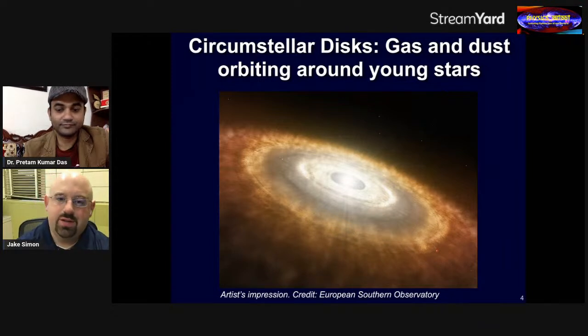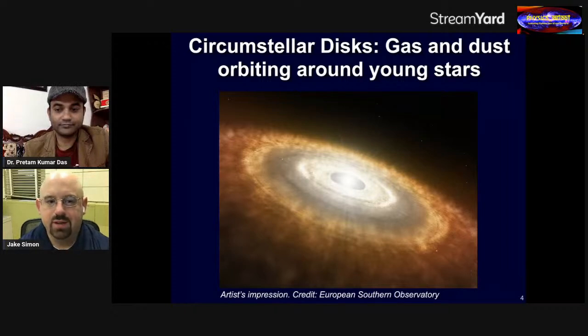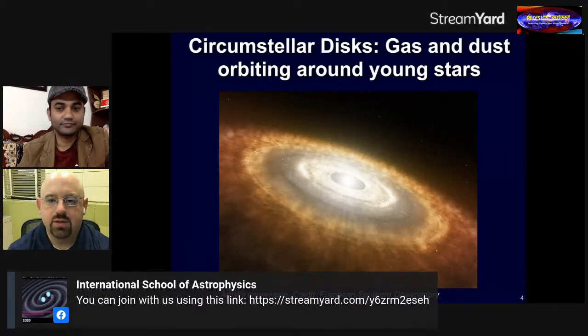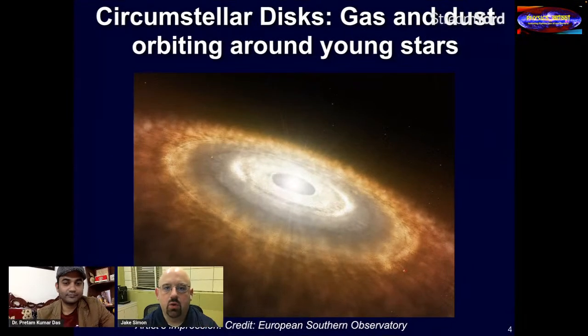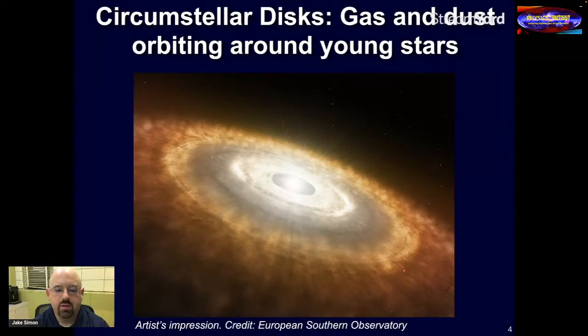So what are circumstellar disks? That was one of the terms in my title. Circumstellar disks are disks of gas and dust orbiting around young stars, stars that are not yet fully formed and don't yet have nuclear fusion working in their cores. So they're called protostars. They've just collapsed and formed and are only lit up by the fact that they're still hot from the collapse process. And as part of this collapse of gas and dust, you get this frisbee-like structure that forms. And this is the circumstellar disk.